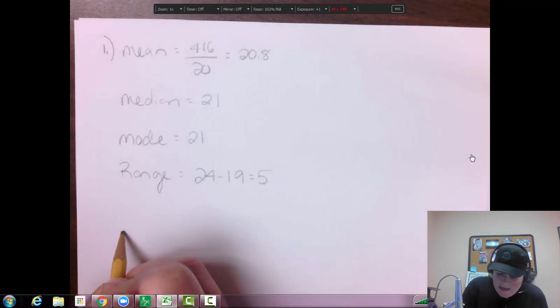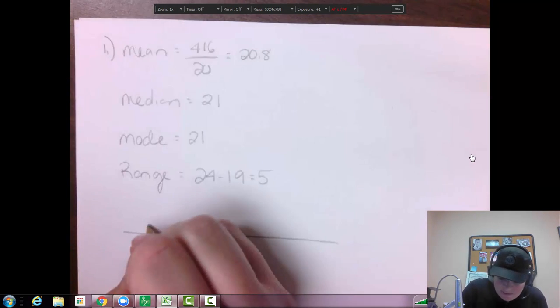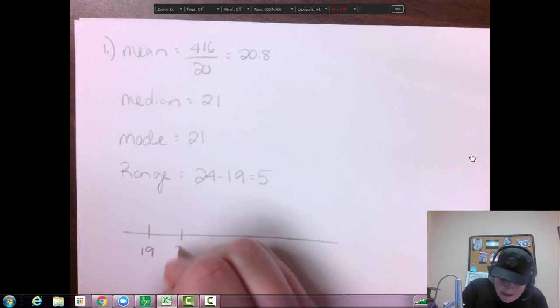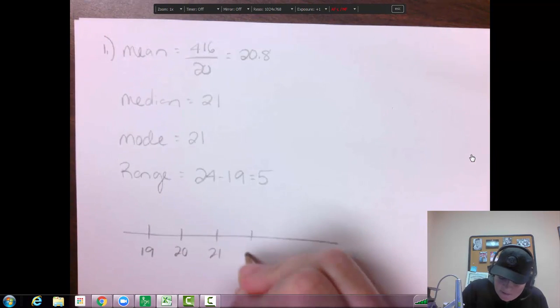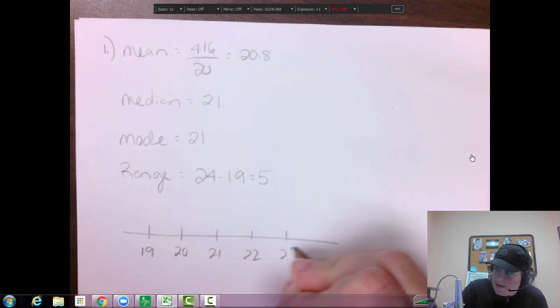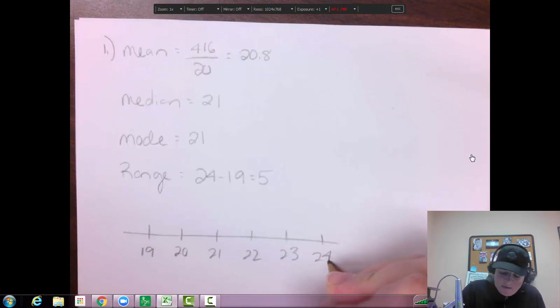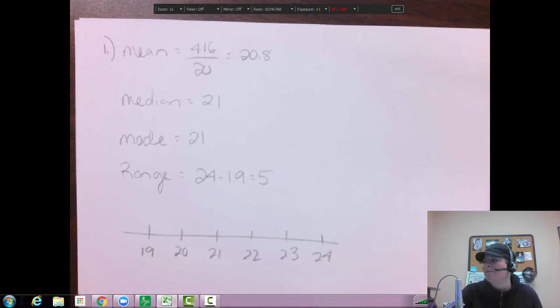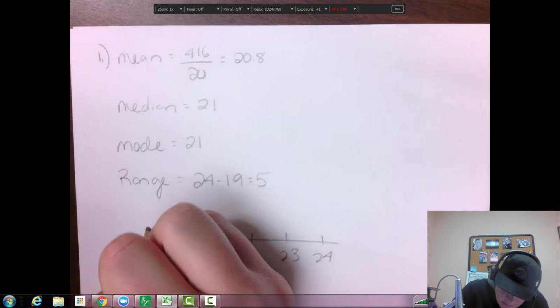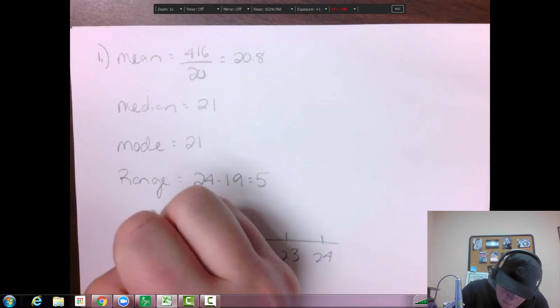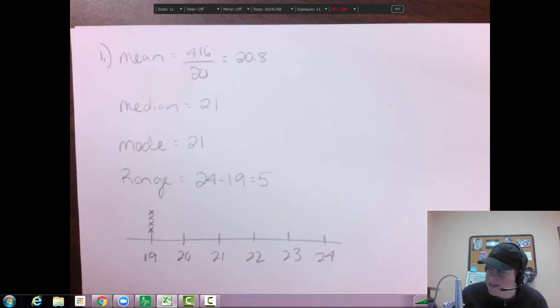Another thing we could do with this data is we could easily make a dot plot with it. And you could start with whatever number. So I'm going to start with 19, and then you have to count 20, 21, 22, 23, 24. And we know that there were what? Let me look over at my little Excel thing that's in order. There were 4 19s. So I would go 1, 2, 3, 4. And you try to make them even as you can. And then 20s, there were 5.